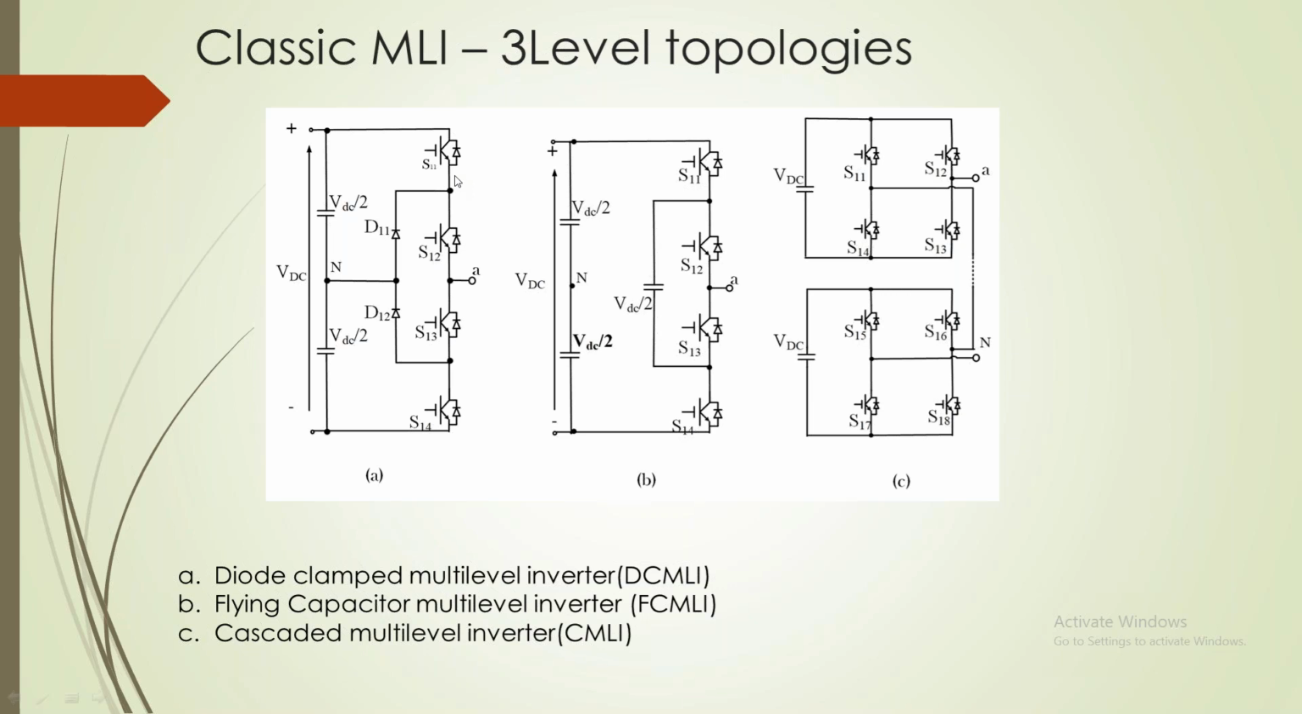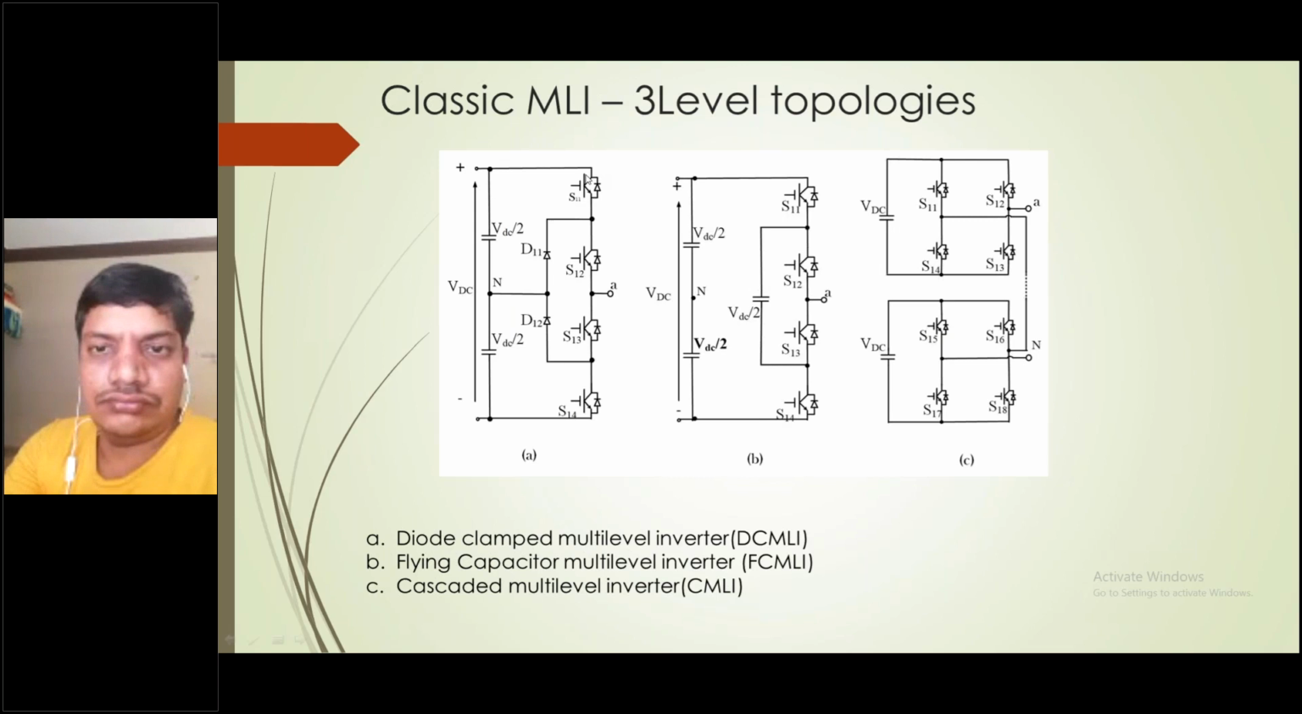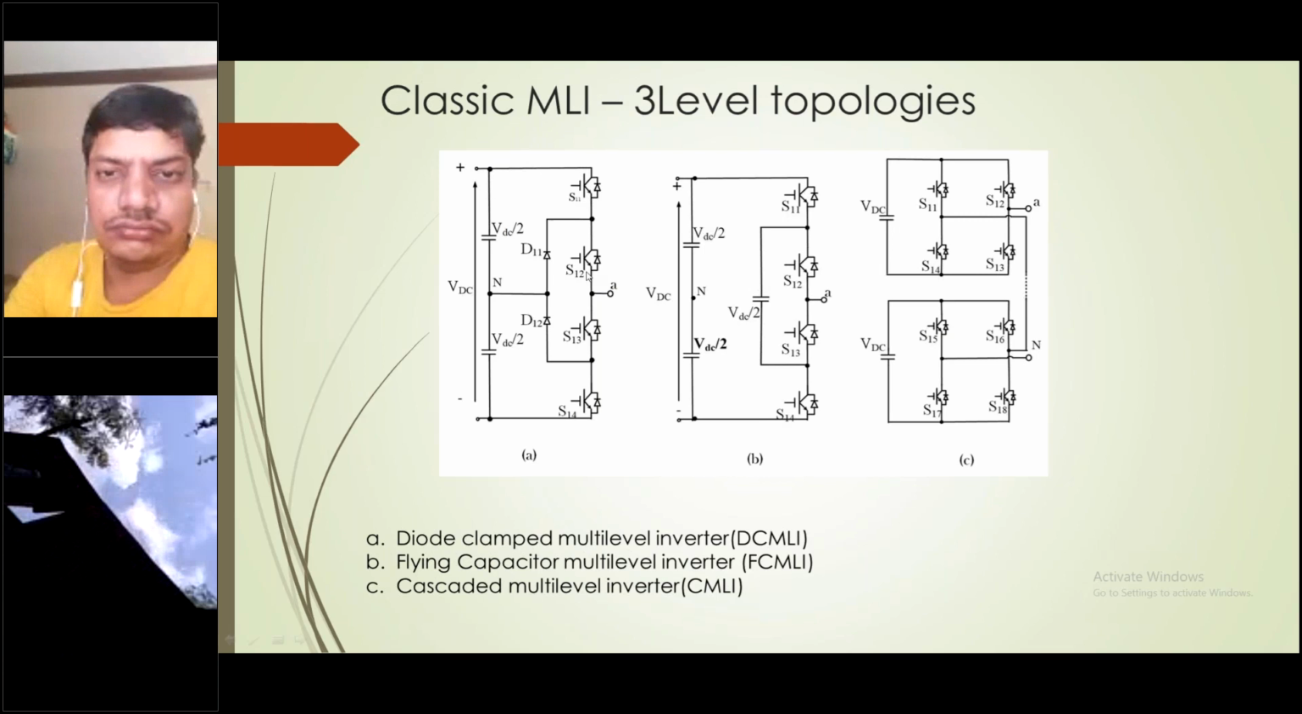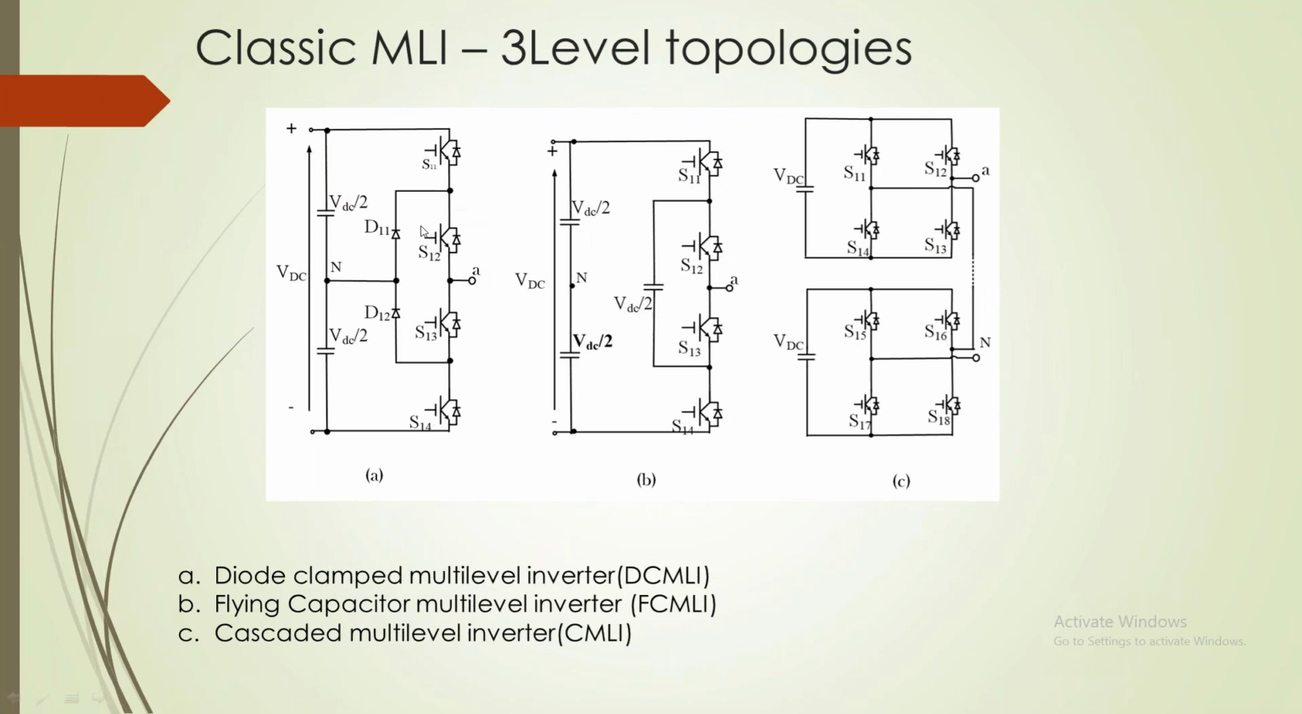So this is another major drawback, right? If you observe either for the inner voltage level or for the outer voltage level, the inner switch has to be turned on. If I want to get plus VDC by 2, S11 and S12 both have to be turned on. If I want to get only zero level, S11 is turned off, but S12 is turned on. So S12 is turned on both for inner levels and the outer level.